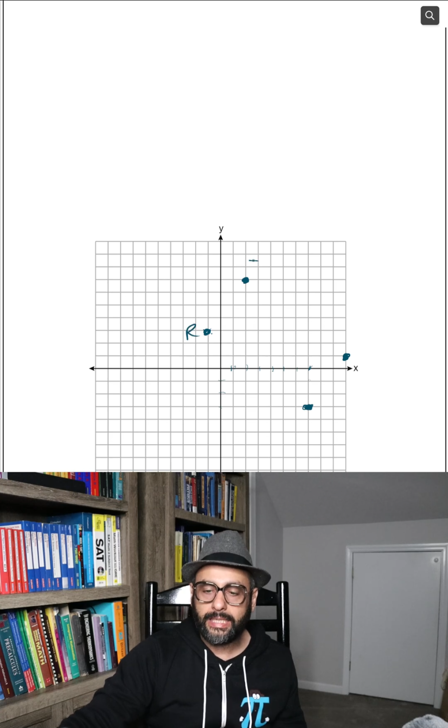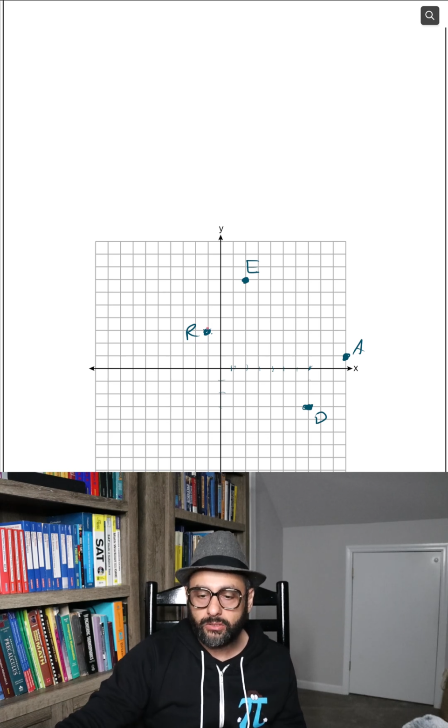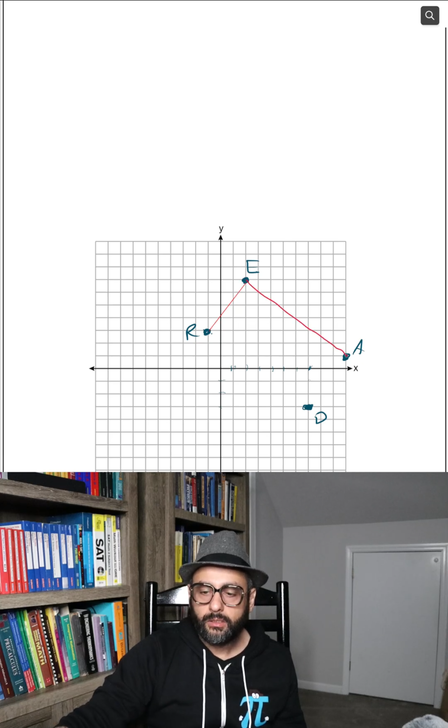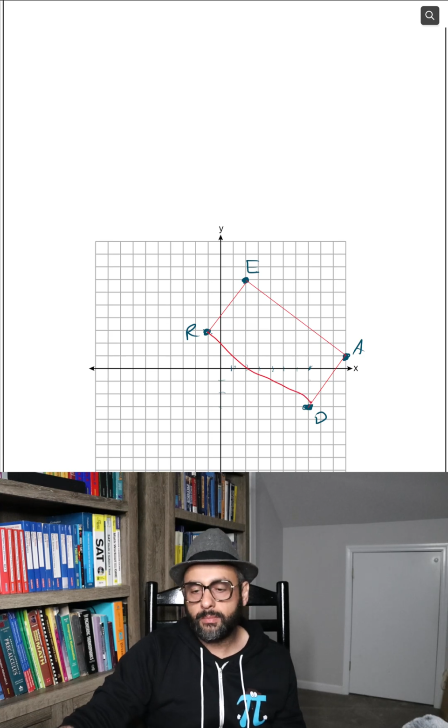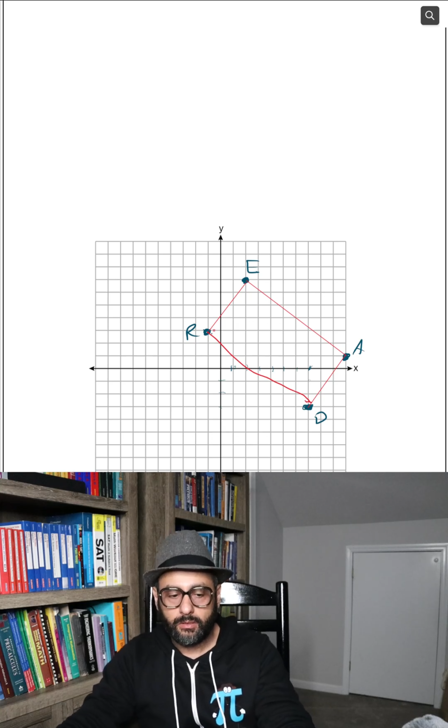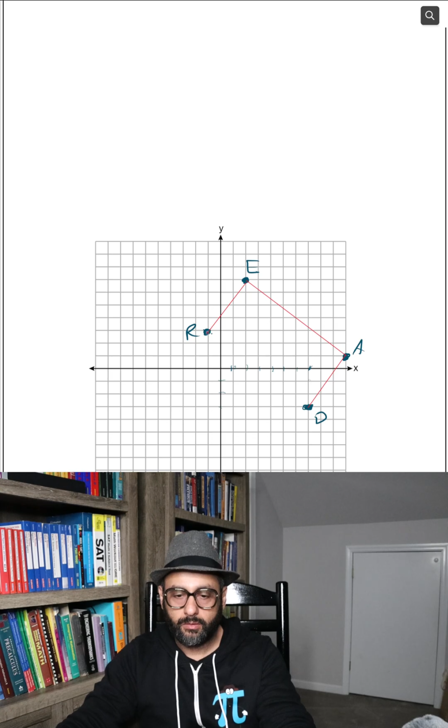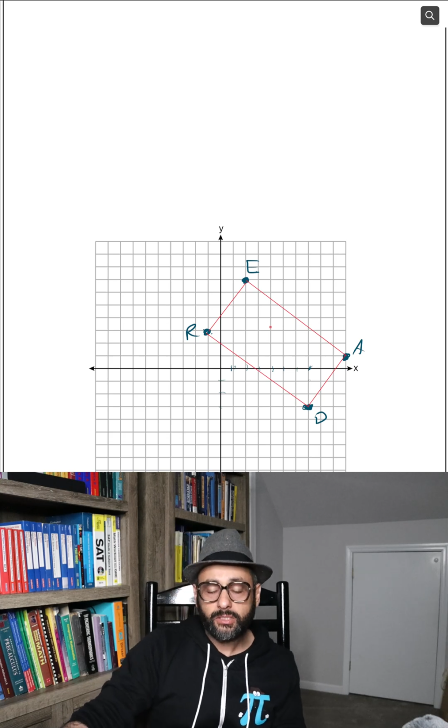So R, E, A, D. We have to prove that this quadrilateral is a rectangle. And it does look like a rectangle, doesn't it? Come on, make it straight. Why is it taking so long? Okay. So it does look like a rectangle.